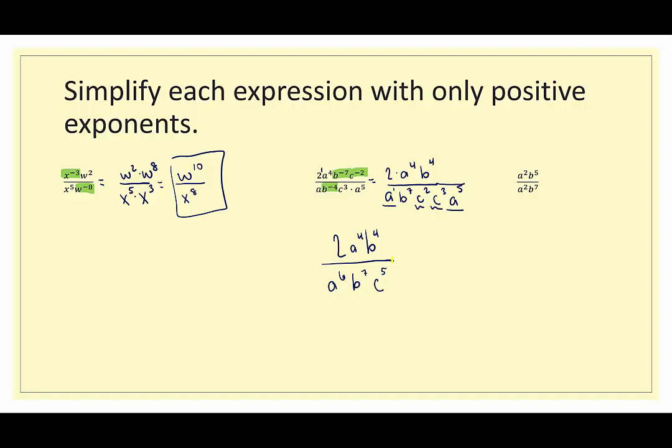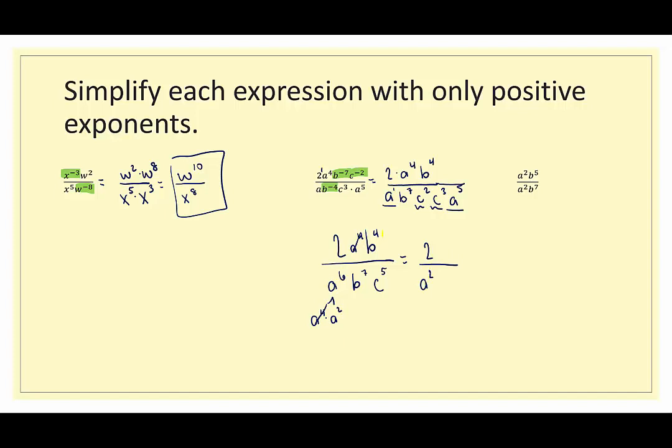I'm not done yet. So that was just using same base multiplication. Now we're going to look at same base division. Do we have any same bases between the numerator and denominator? We do. The 2 is all by itself. It's the only numerical factor. So we're going to leave 2 alone. With the a's, I have 4 factors of a in the numerator and I have 6 in the denominator. Because there are more factors of a here, we could think of a to the 6th as a to the 4th times a squared. Well, the a to the 4ths would cancel, and there'd be a factor of a squared still in the denominator.